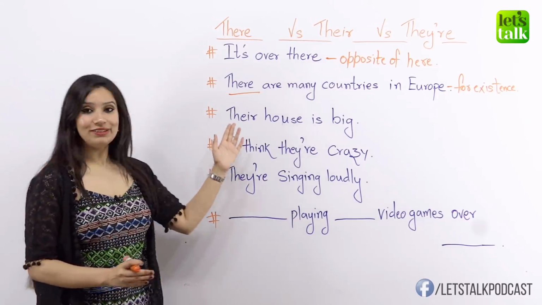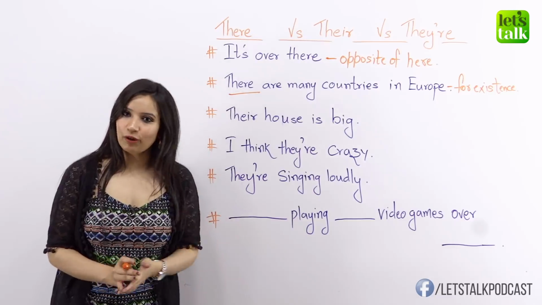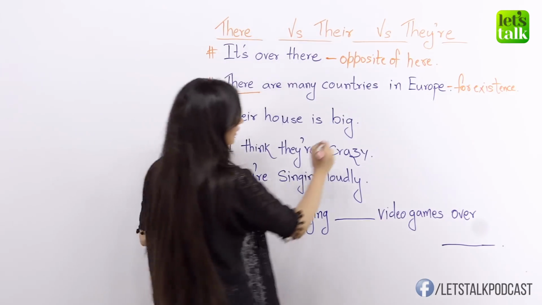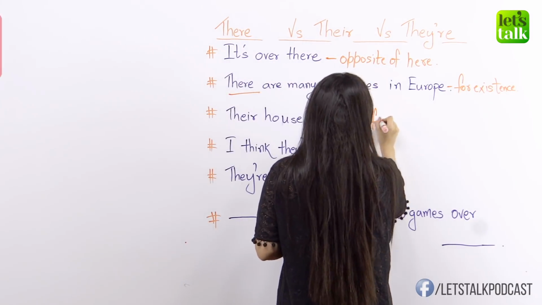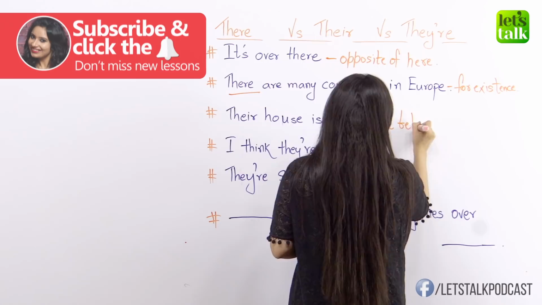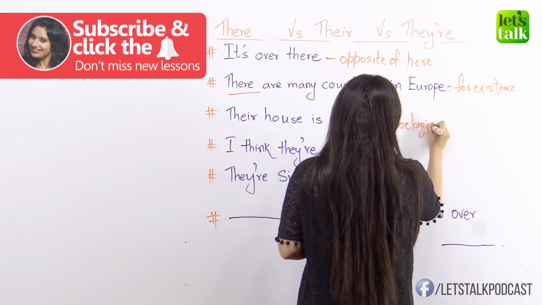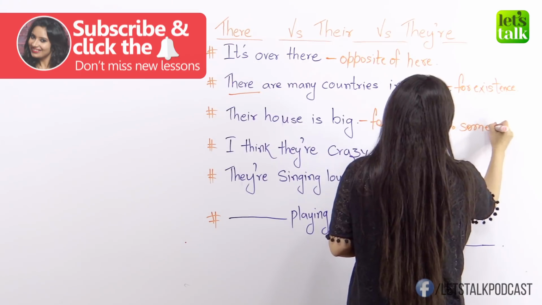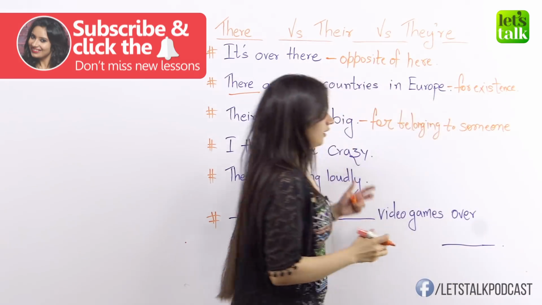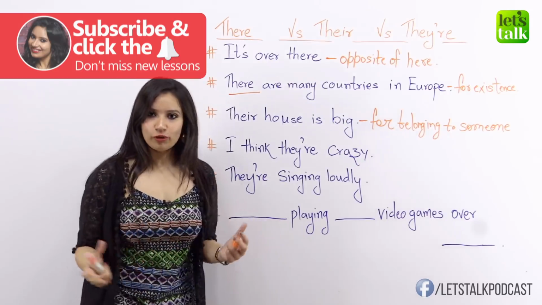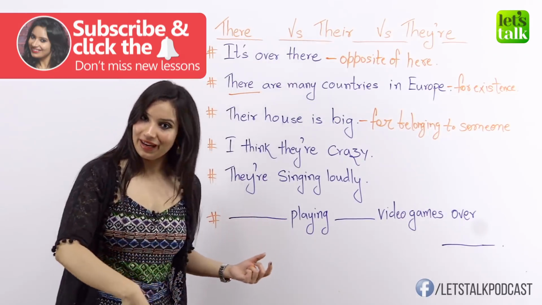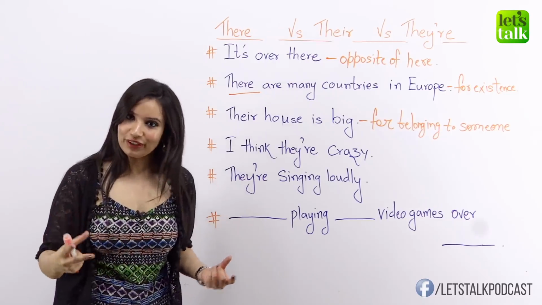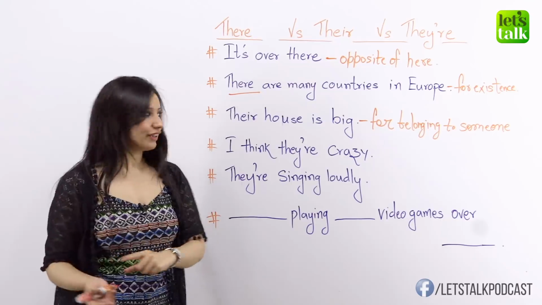The same way, their is also a possessive pronoun where you're talking about something that belongs to someone, for belonging to someone. Think about the sentence, the children put their books in the bag. So who do the books belong to? The books belong to the children. So here we are talking about belongingness.